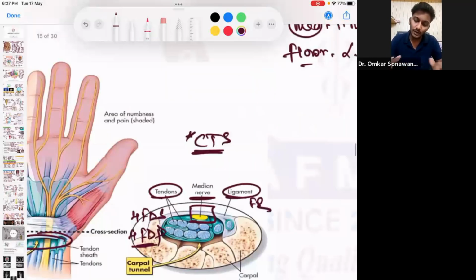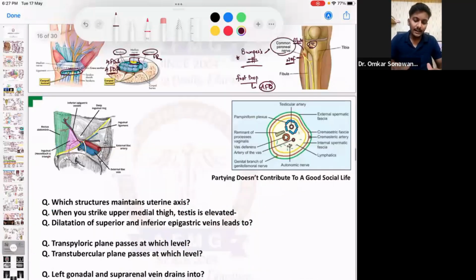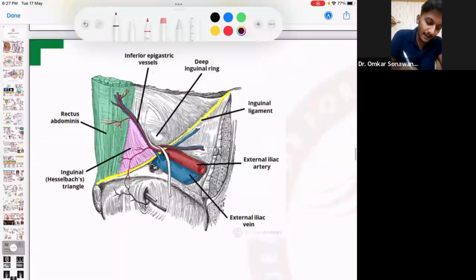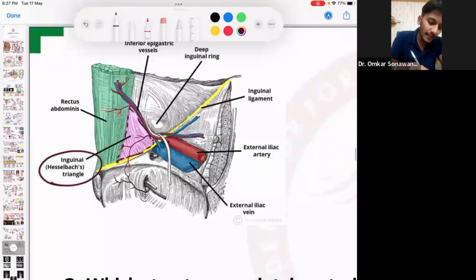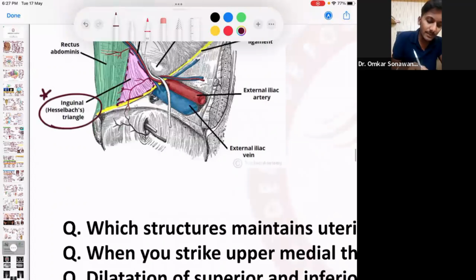Next, if I talk about this one, ये क्या दिख रहा है? This is which triangle? Anybody? Very good. This is known as the Hasselbalch triangle or the inguinal triangle. Which hernia comes out from the Hasselbalch triangle? We discussed. Indirect or direct? From the Hasselbalch triangle, it is the direct inguinal hernia.